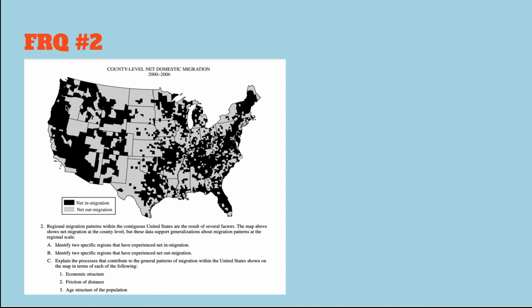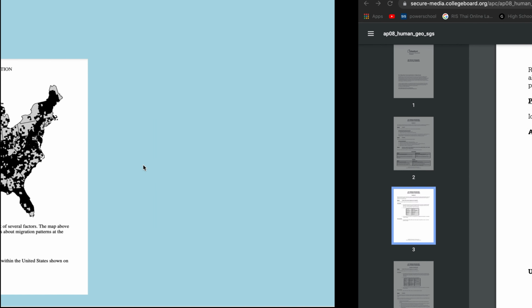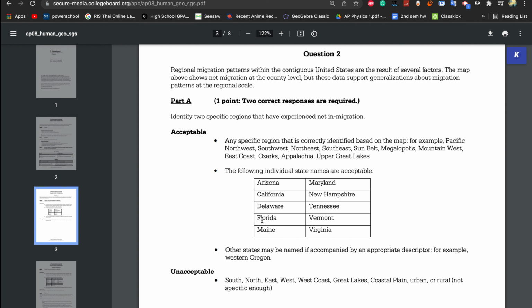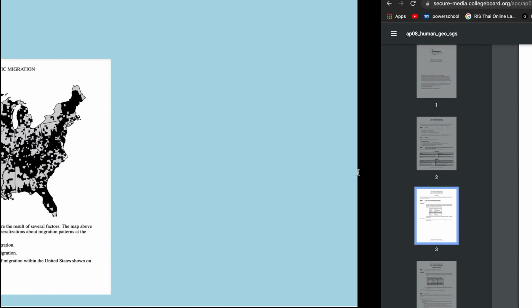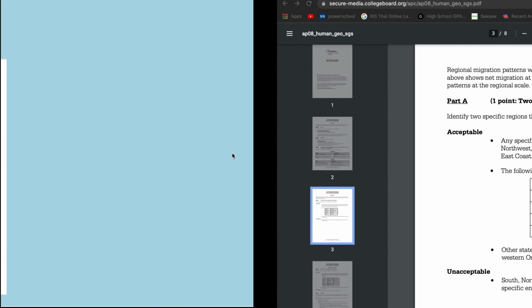Net in, that's black. Well, what regions are black? Can you identify? Well, there are a lot of them, and here are some of them. You could say Pacific Northwest, Southwest, Northeast, Southeast. Now you could give those specific examples.